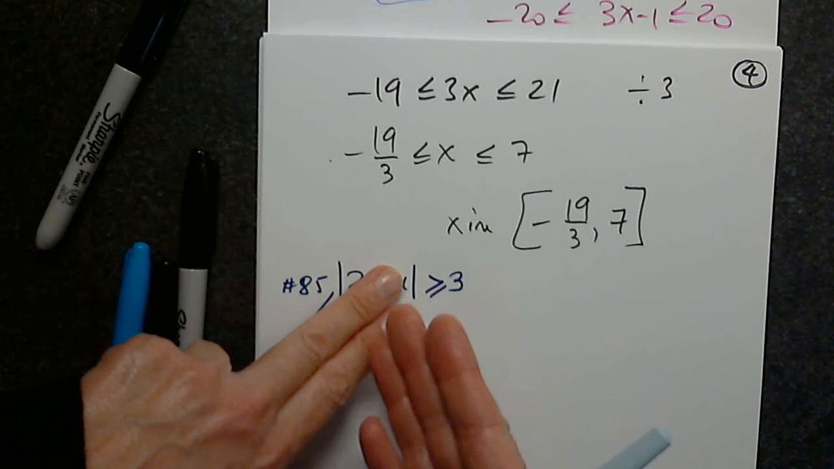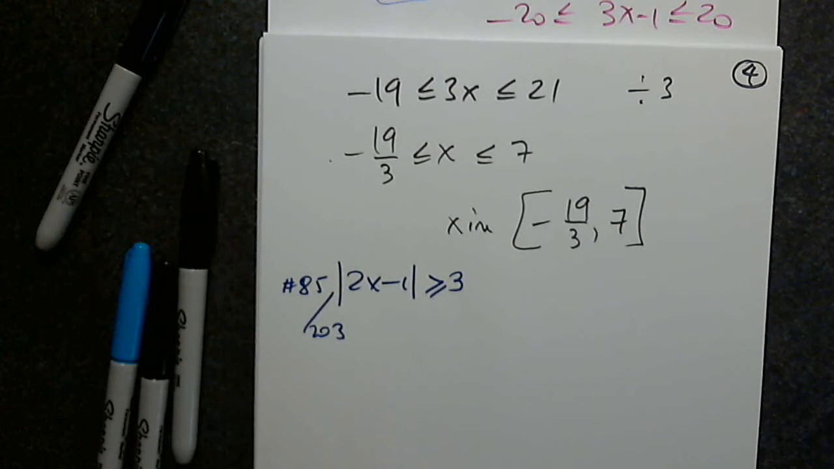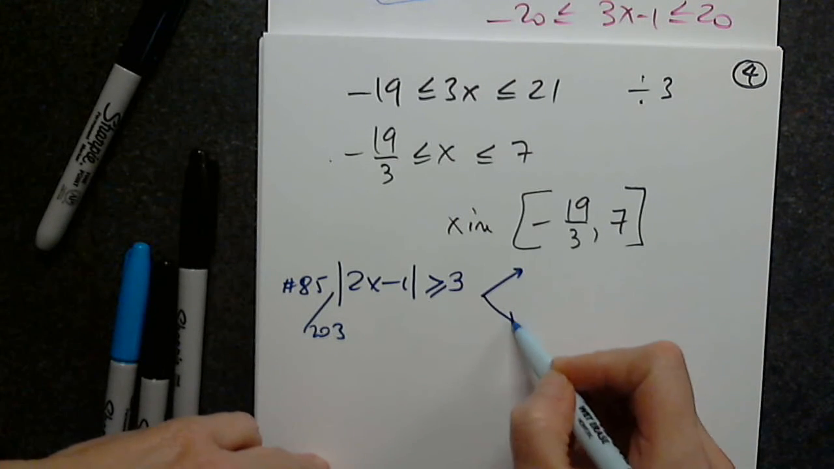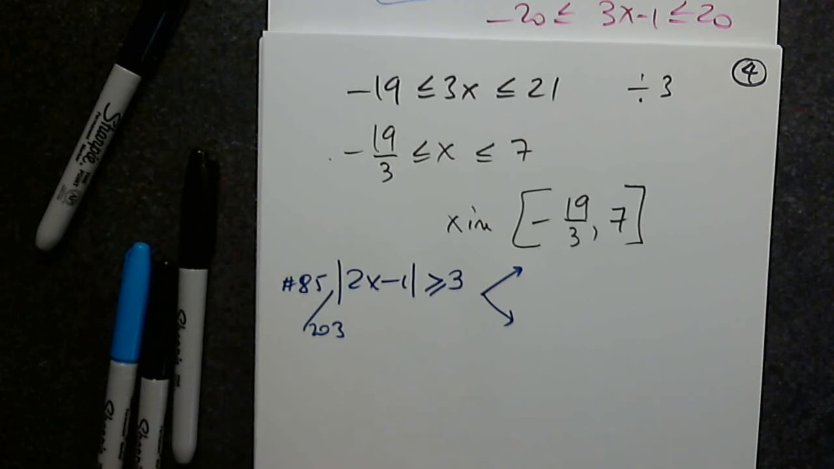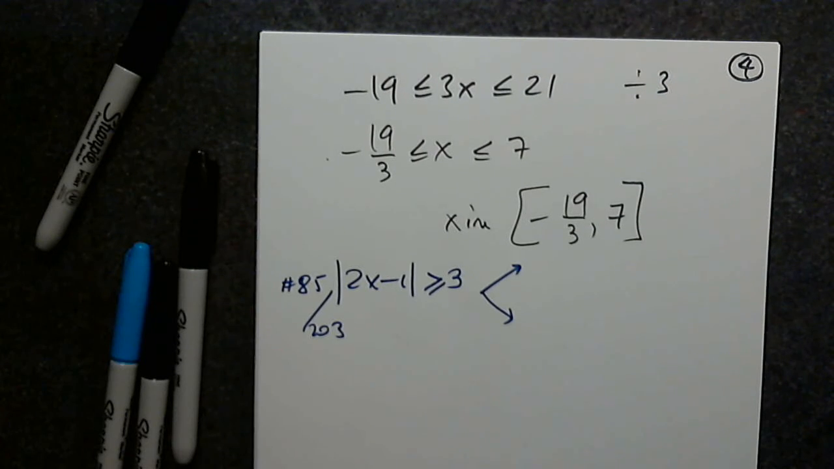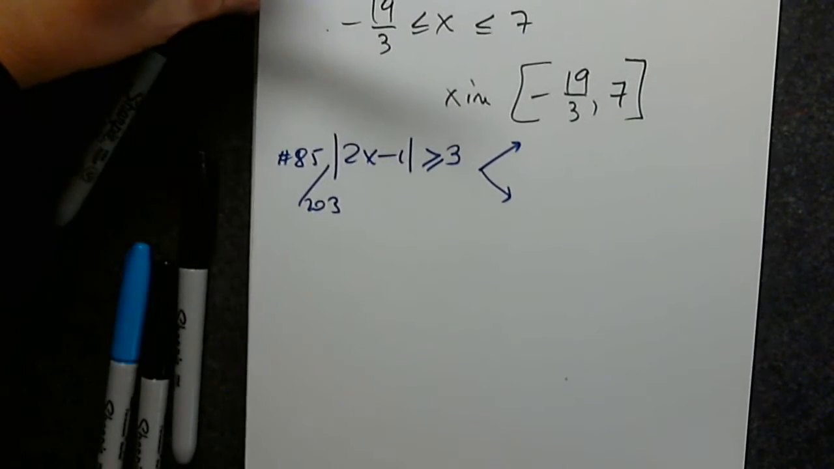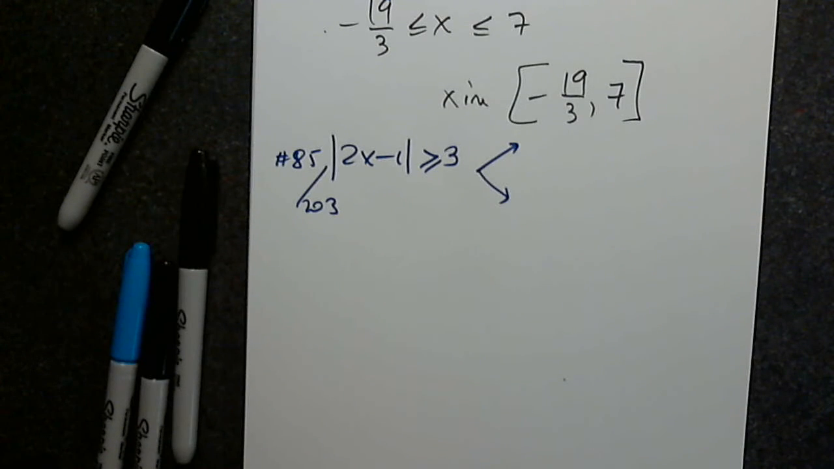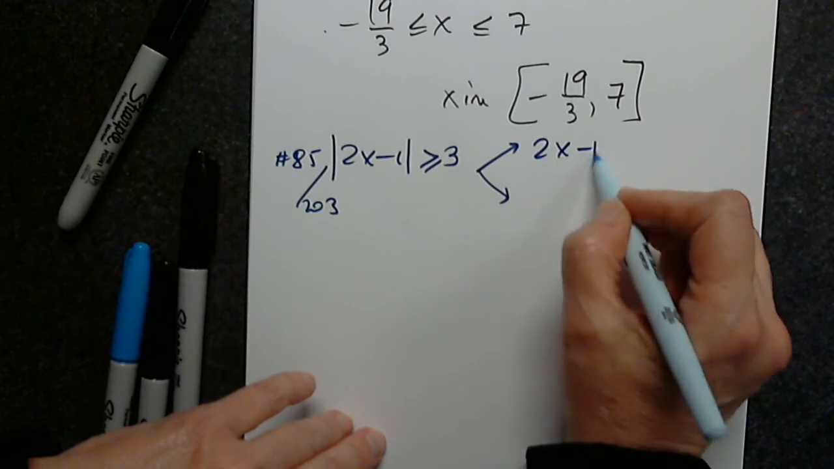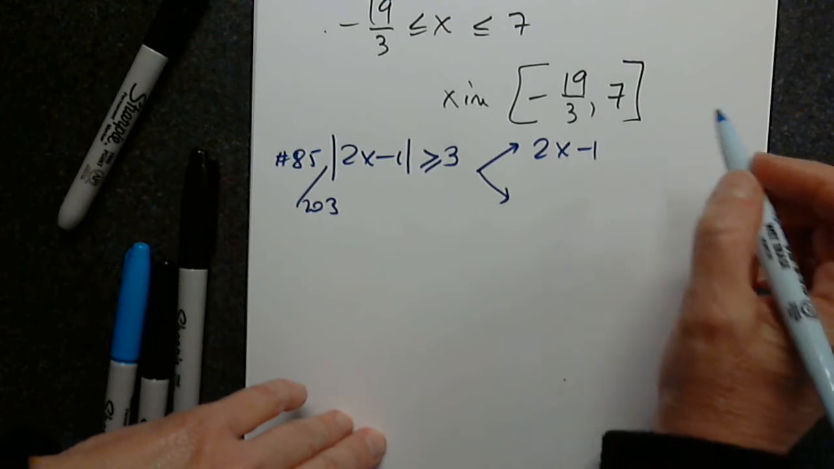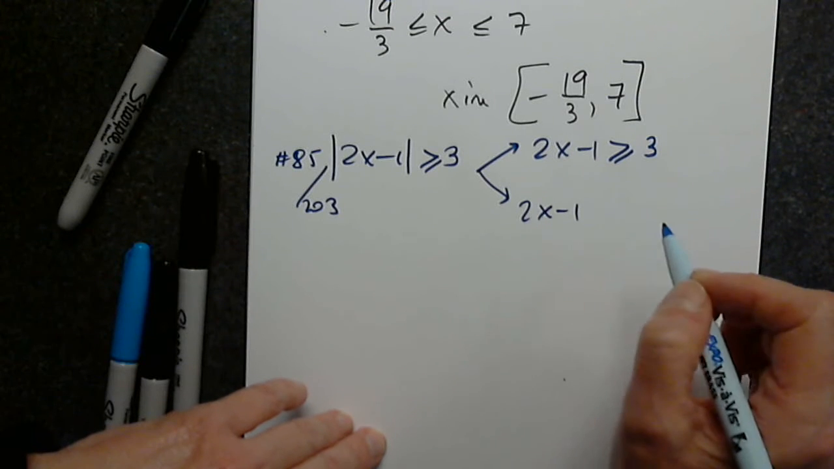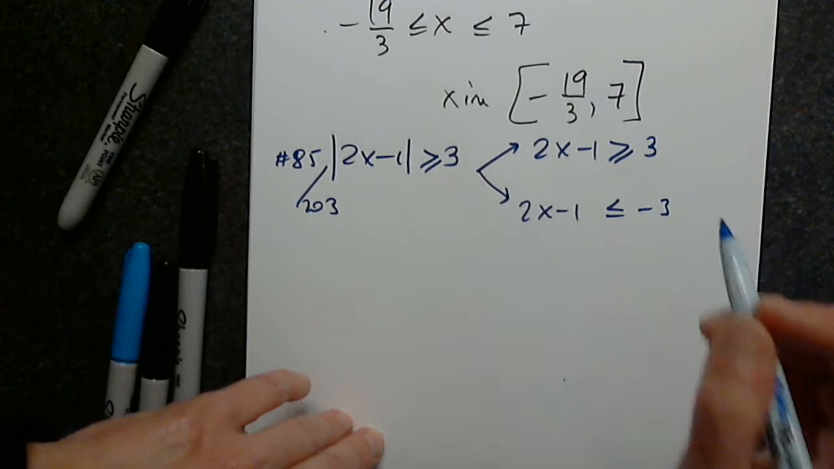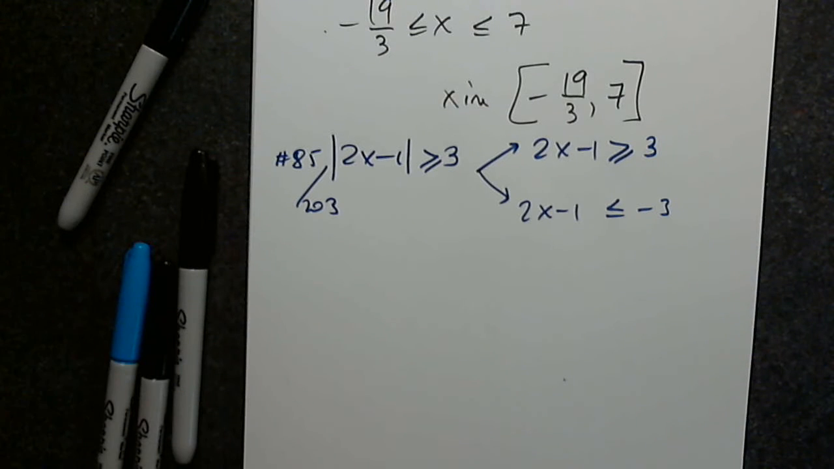Because you already read what? Find numbers whose distance from 0 is 3 or more. 3 or more means outside. So then I have to write two separate inequalities that I will combine the solution using the union symbol. So what will be the first inequality? 2x minus 1 greater than or equal to 3, perfect. Or 2x minus 1 less than or equal to negative 3. That's it. Nothing in between. It has to be completely outside.